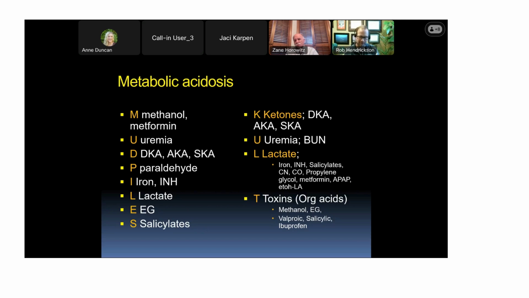So getting back to the CULT side, that would be a person with a pH of 7.0, normal ketones, normal BUN, relatively normal lactate. Why do they have an acidosis? It can't be CUL, it has to be the toxins portion, and that ends up being just the acids. So methanol and ethylene glycol are broken down into acids, and valproate, salicylate, and ibuprofen are acids to begin with. These two toxic alcohols are the most common.